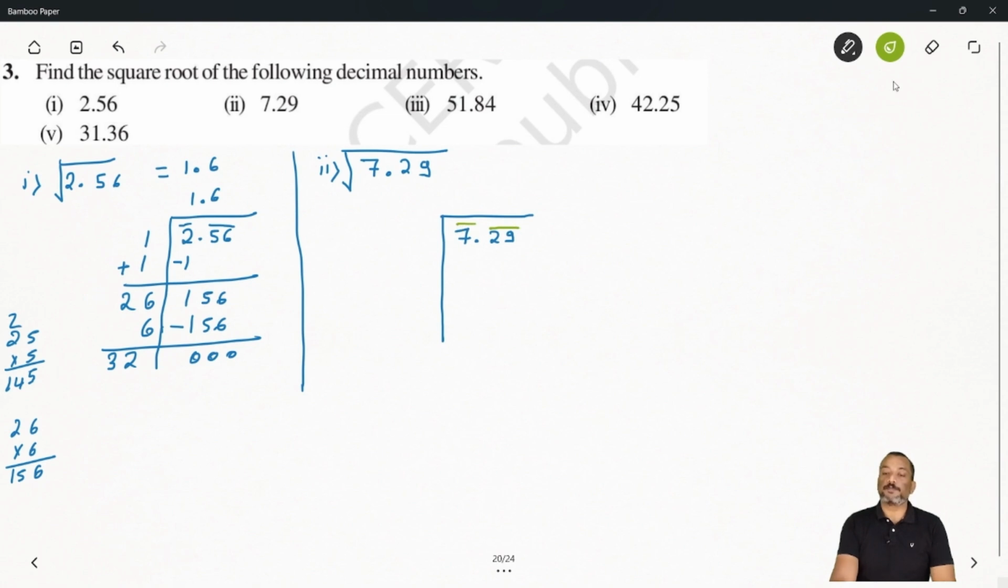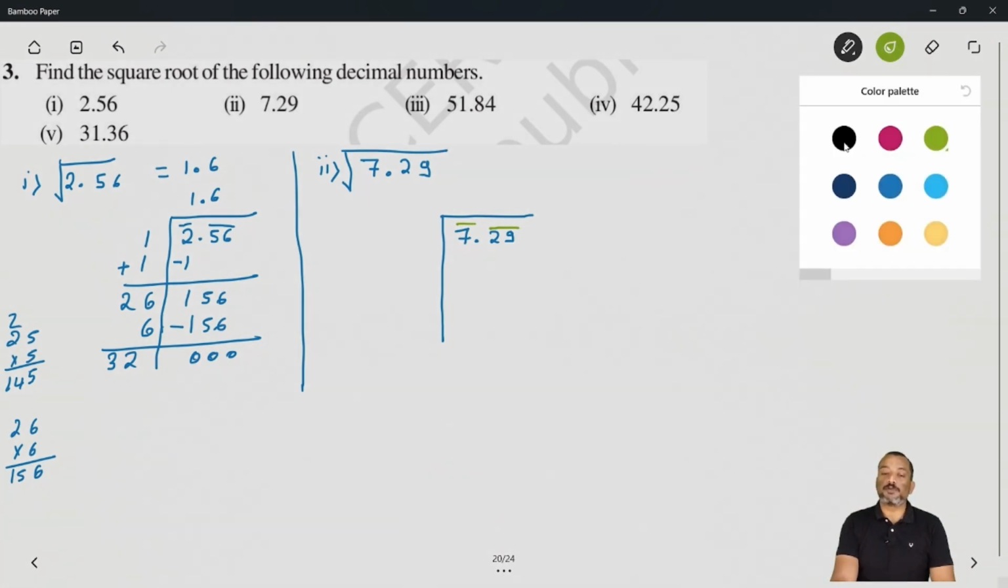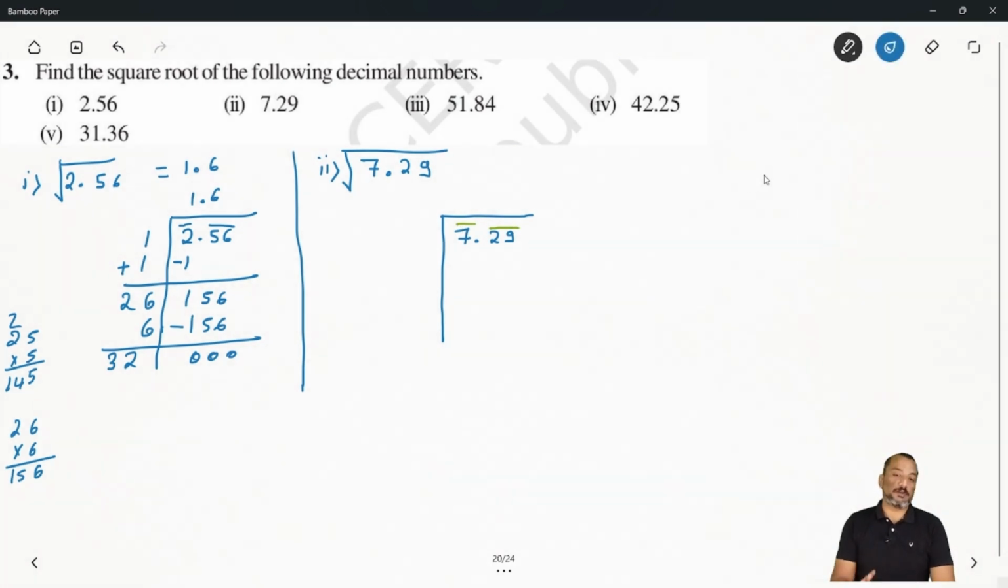Now we have to check which number before 7 is a perfect square. Before 7, the perfect square is 4, which is the square of 2. So we go with 2, and its perfect square is 4. You can add 2 here also. Now here you add and here you subtract. So here you get 4 and here you get 3.